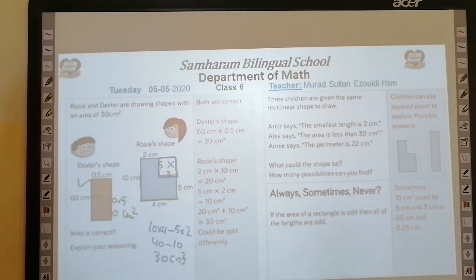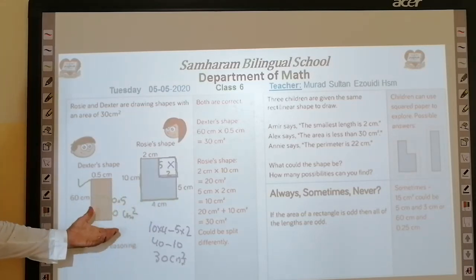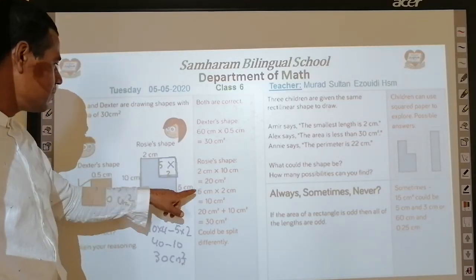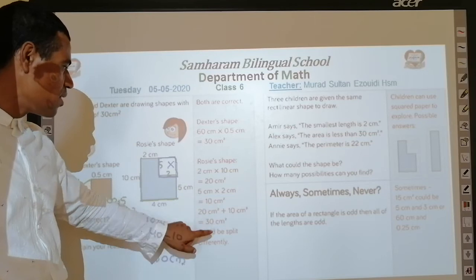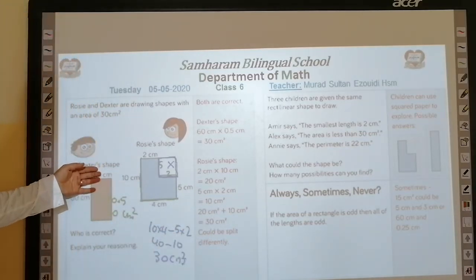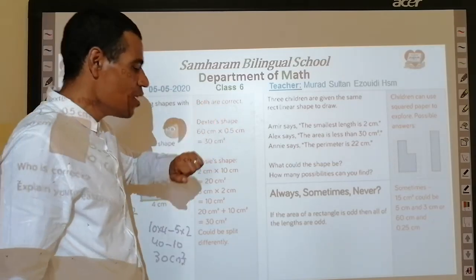Okay? So this is the answer for Rose's shape, and this is also correct. So we can see that the children are given the same rectangular shape to draw. So we get 2 times 10 equals 20, 5 times 2 is 10, 20 plus 10 is 30. It could be split differently, yes. So this compound shape can be split differently. Both of them are correct. Now move to the next one.